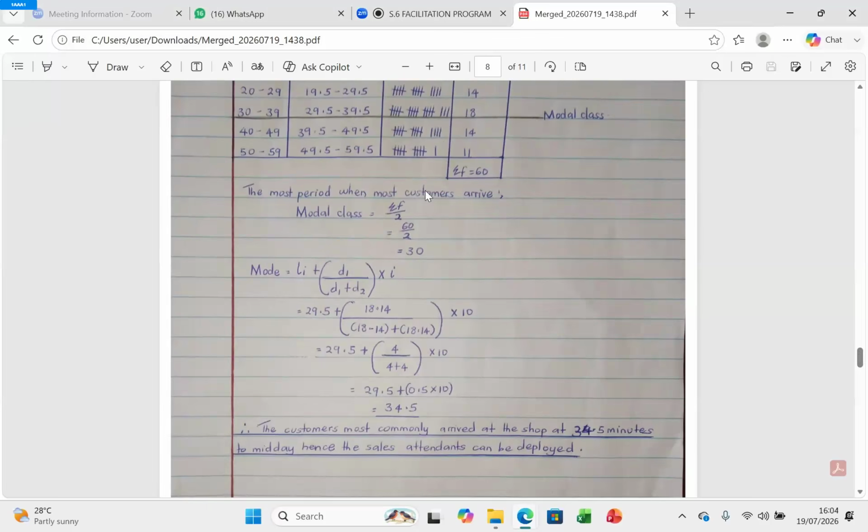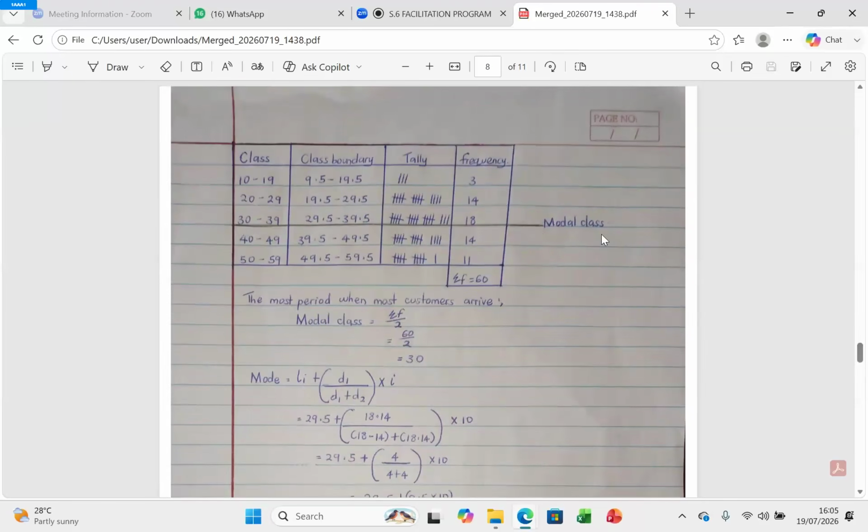All right. I'll rectify the mistake on the modal class, how we got it. To get the modal class, if you look at the frequency column, you look for the highest frequency, and that is the modal class. It will show you that this is the most common time that the customers arrive. So we use that row to get our lower class boundary, which was 29.5.